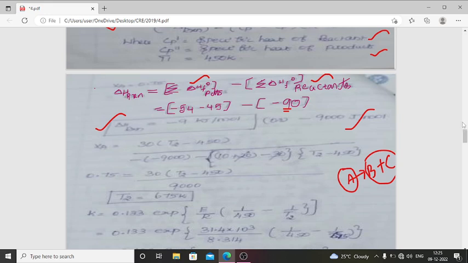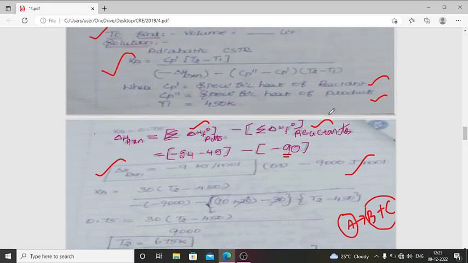So what is the XA equation here? XA is equal to Cp dash into (T2 minus T1) by minus delta H reaction minus (Cp double dash minus Cp dash) into (T2 minus T1). Here what is Cp dash? Already I said Cp dash is the specific heat of the reactant. We have only 1 reactant, that is A, so Cp A is 30. We should take 30 into (T2 minus T1). T2 is unknown, we are going to calculate the T2.